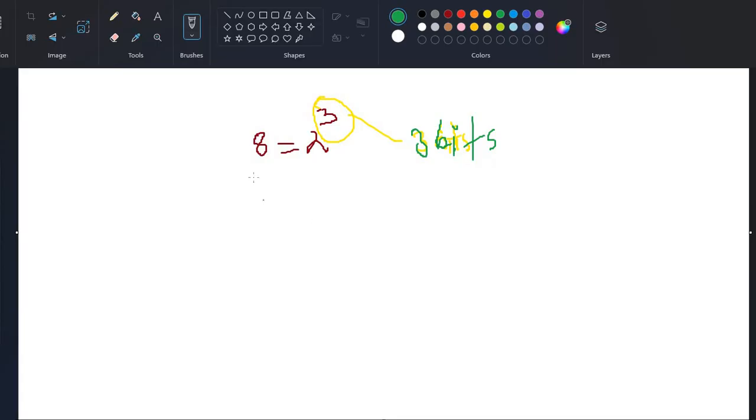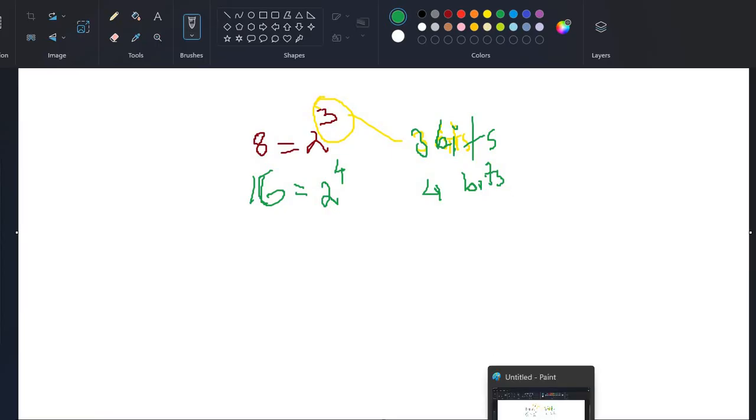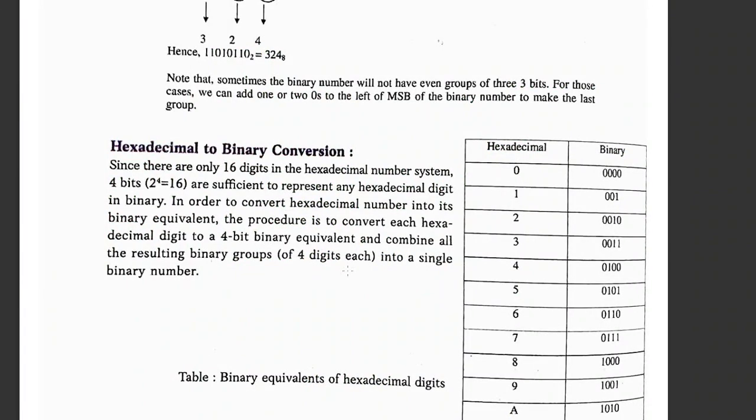Okay? But here we have 16 symbols. So 2 to the power 4 is 16. So we'll be needing 4 bits. We will be needing 4 binary bits in order to represent a hexadecimal number. Okay? So we will write it in this way. So we'll convert any hexadecimal number.